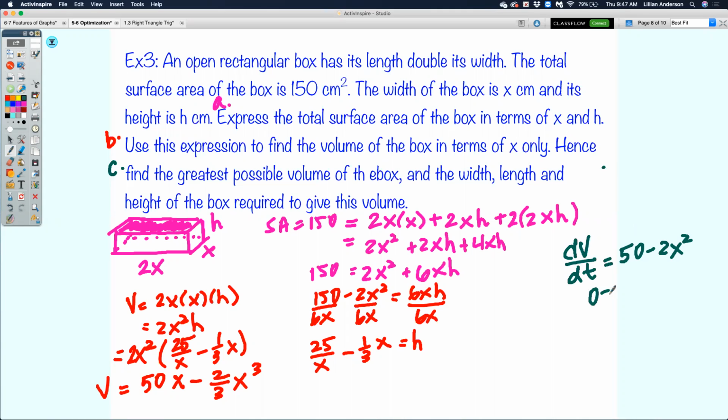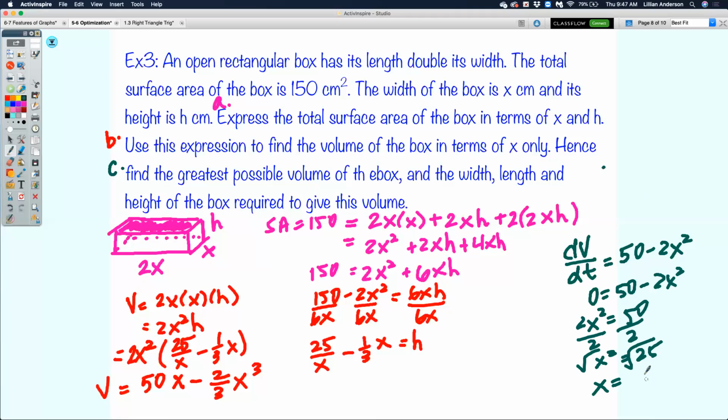Very good. So when you set that equal to 0, in order to find what value of x could produce the greatest possible volume, I add 2x squared over. Again, that's just a preference. I'd rather not have to deal with any negatives. Divide both sides by 2. That gives me 25. Then I have to take the square root. What does x equal when I take the square root?